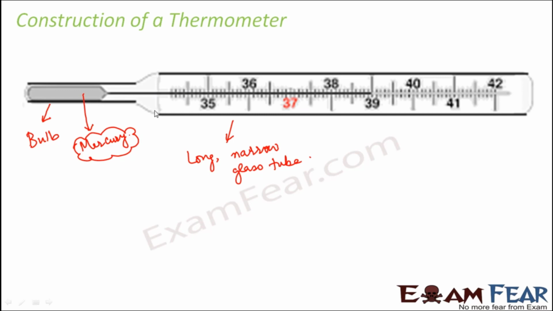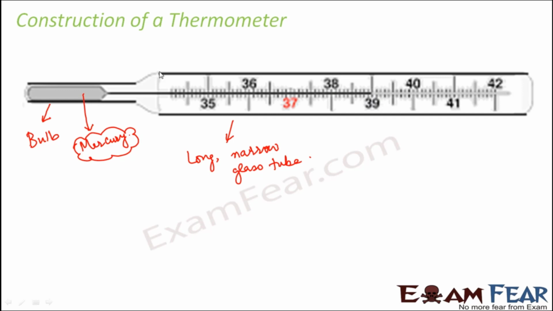Now whenever you put this thermometer inside the body, preferably it is always put under the tongue. So this bulb portion is in contact with the tongue, right? So the mercury gets heated up and mercury expands. So the level of mercury increases. Now it goes up to a certain level and stops there, and wherever it stops, that is the reading of the temperature.